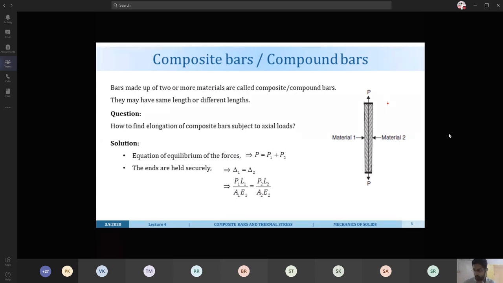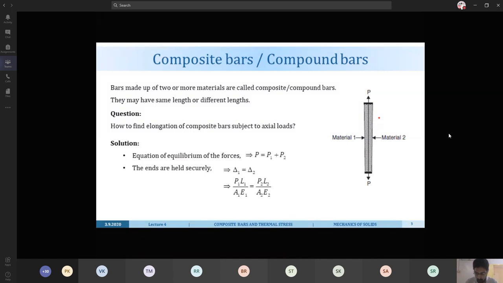So what is a composite bar actually? Bars made up of two or more materials are called composite bars or compound bars, and they may have the same length or different lengths. Our question is, when we are given such a bar, how to find the elongation of the composite bar which is subjected to axial loads. For example, in this figure, on the left side is material 1 and on the right side material 2. It has a common length, and it is subjected to axial load P.